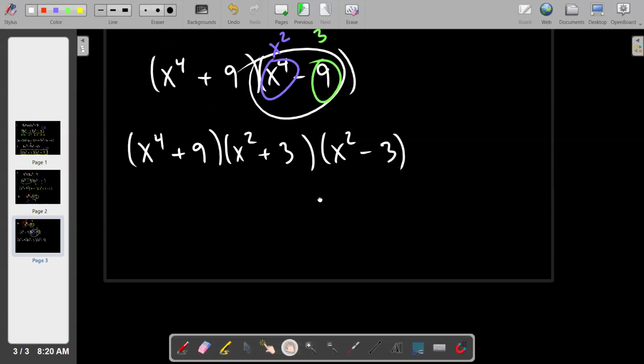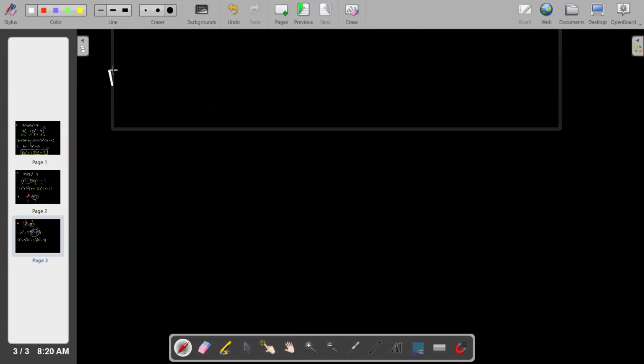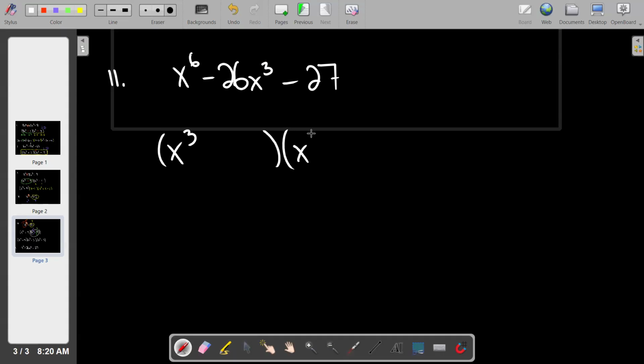Number 11. X to the 6th minus 26 x to the 3rd. Again, do you see the hint here? I'm not trying to hide anything from you here. Do you see that dynamic between the 27 and the 26? The 27 is like, let me help you here. So I know to take x to the 3rd, x to the 3rd, and I want to use a 27 and a 1 to create the dynamic that I will make the 26.